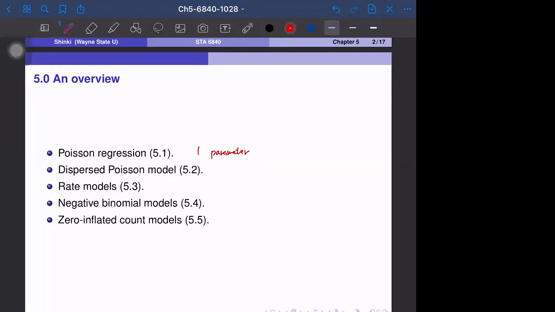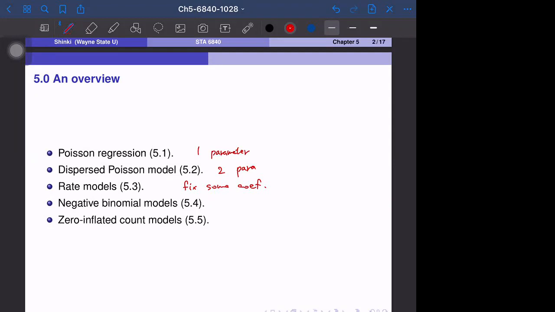And dispersion in this Poisson model. So this is similar to over dispersion in logistic regression or binomial regression. Since we only have one parameter, we cannot control variance and it deviates from the data. So we have one more parameter, so a 2-parameter model. And section 5.3, the rate models. So this is a little bit off topic. So basically, we consider to fix some coefficients of the regression model.